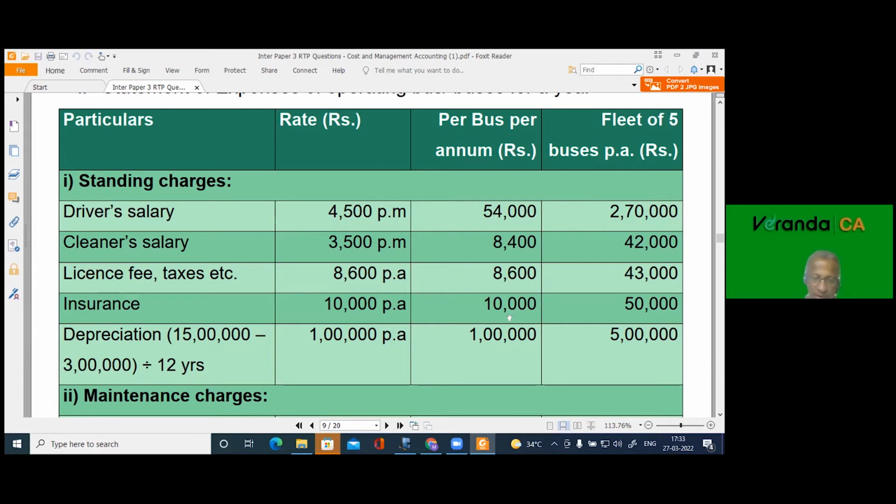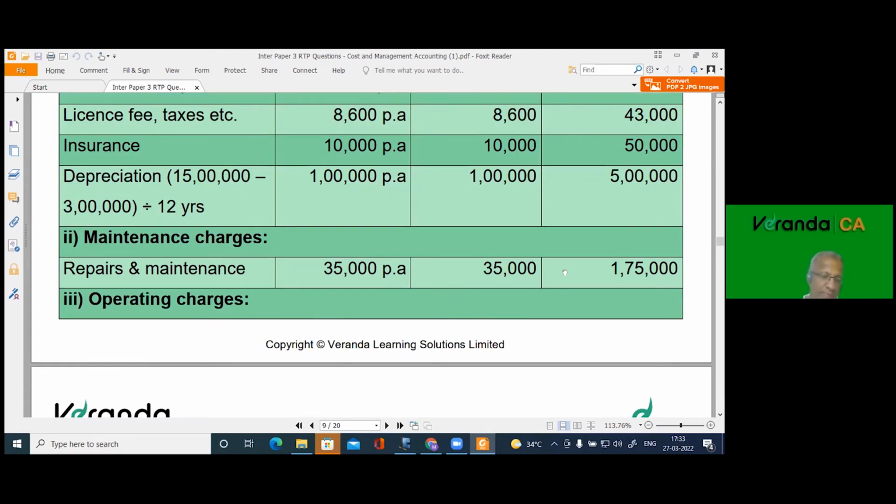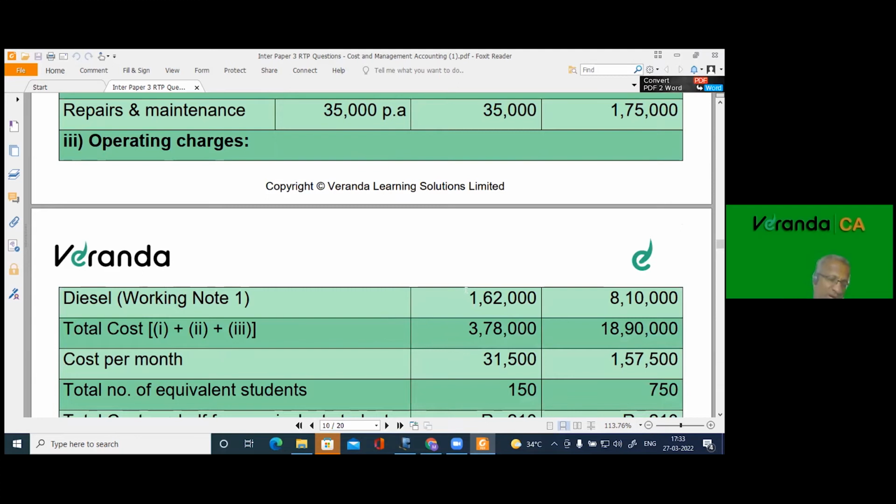Per annum insurance, depreciation per annum, then maintenance, and all that. For diesel, it all depends on the distance they travel. In the morning, 8 kilometers pick up and drop, so 16 for senior, 16 for junior, and in the evening, 32 into 4, 64 kilometers they travel. Practically, these buses will be parked at the 8th kilometer, and in the morning the driver picks it up from there. Whereas in this problem, they have mentioned very clearly that the buses are to come back to the same place where they started, that is the college or the school.